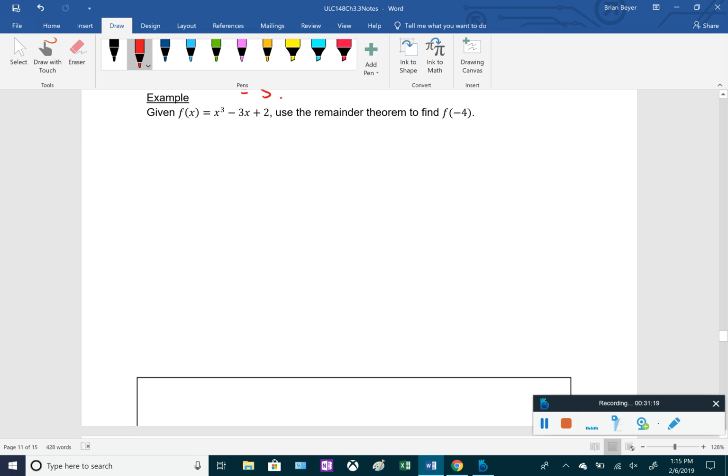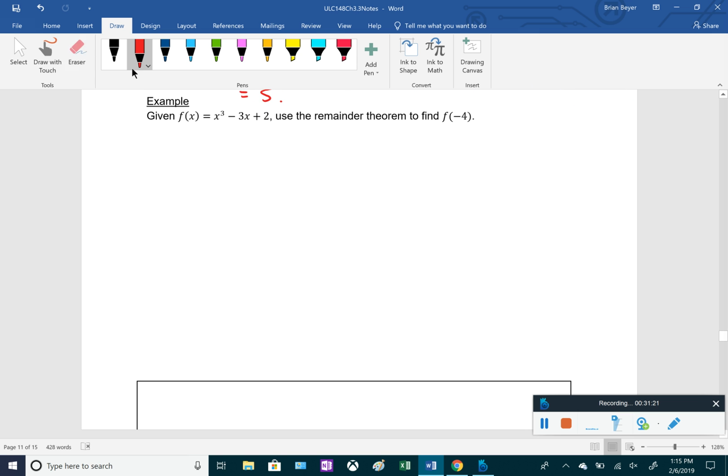So let's do one more. Given f of x is x cubed minus 3x plus 2, let's use the remainder theorem to find f of -4. Based on the remainder theorem, this says if f of x is divided by x minus -4, so that's x plus 4, that means the remainder is f of -4. So don't let the negatives be too confusing here.